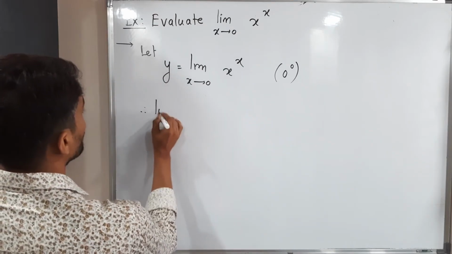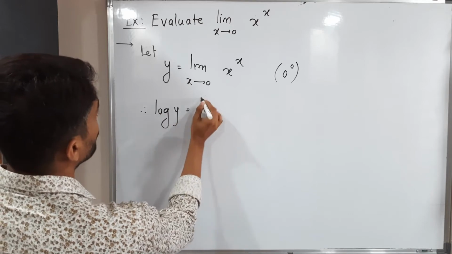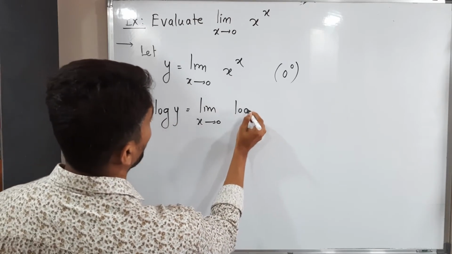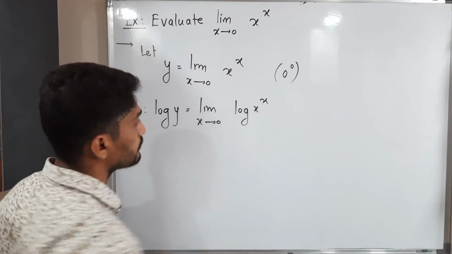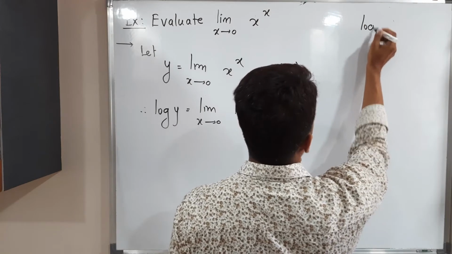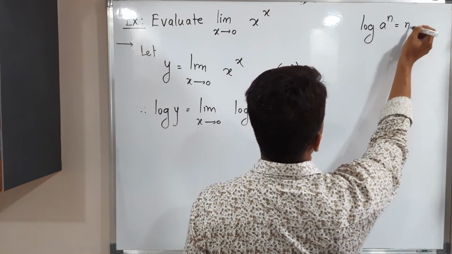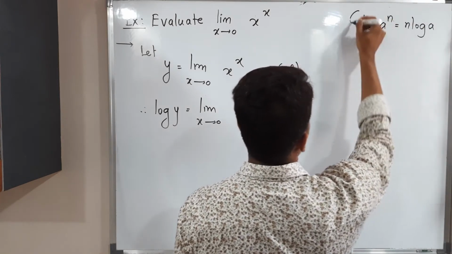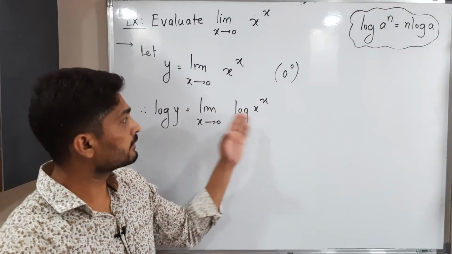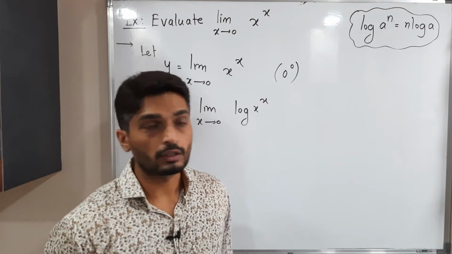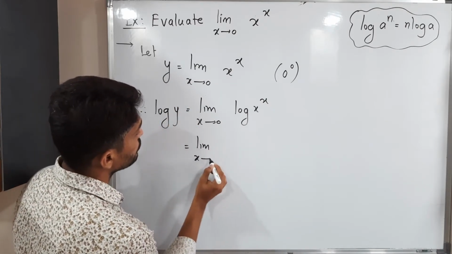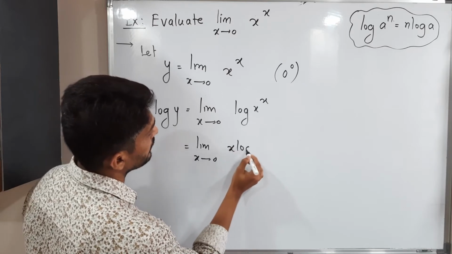So log y is equal to limit. If you take log, it will go inside. So log x raised to x. You know the property of log; I will write that property here: log a raised to n is equal to n log a. I am going to use this property. That means whatever the power of a, we write in front of log as a multiple of log. The same thing we can do here. So this is equal to limit x tends to 0, x log x.